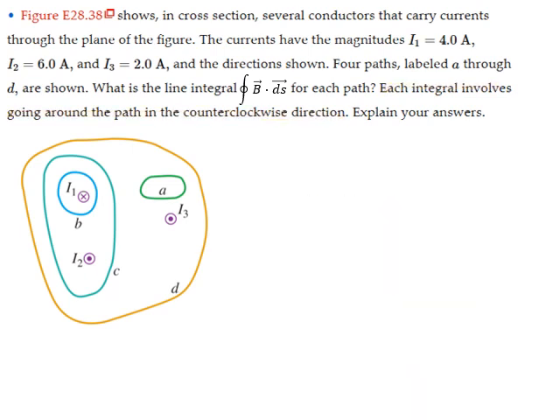So let's deal with each path. For path A, the integral of B dot ds is equal to mu naught times I in. I in refers to how much current is inside path A. If you look at path A, there's no current inside there at all. That's 0. Okay, so part A was pretty easy. Let's do part B next.